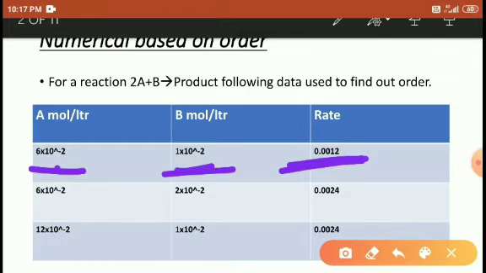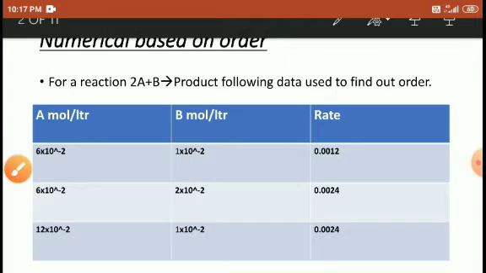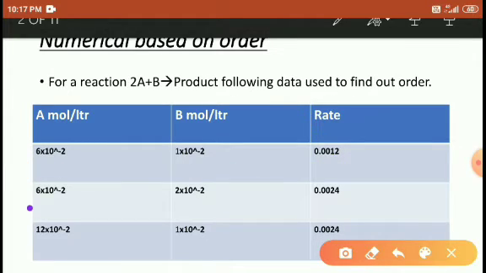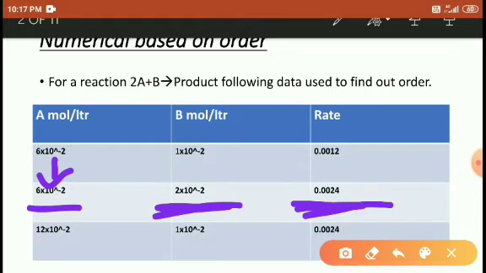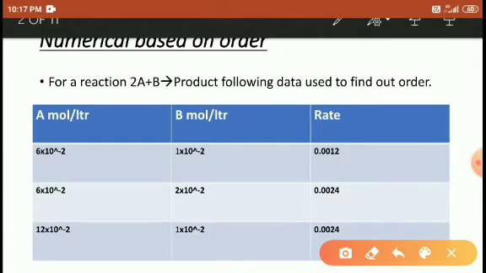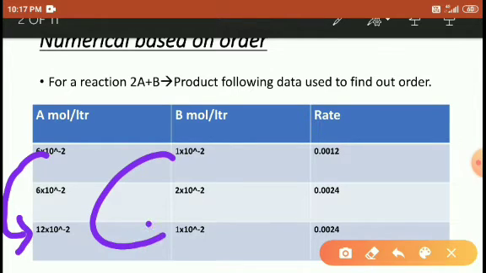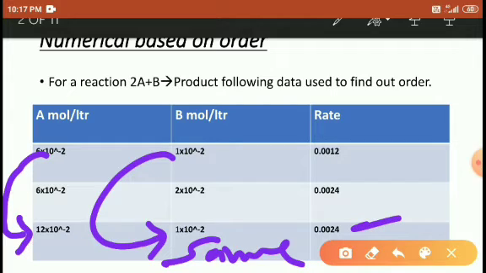Right students? Now the concentration of A remains the same, but we are increasing the concentration of B, then the rate also increases, that is 0.024. Here again the concentration of A is doubled and the concentration of B remains the same, then the rate again increases, 0.024. We have to find the order.